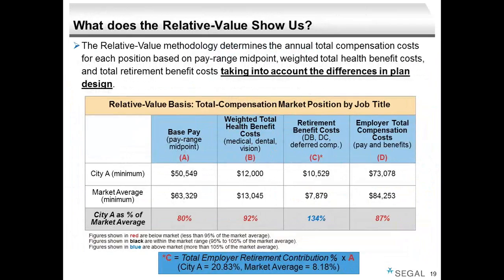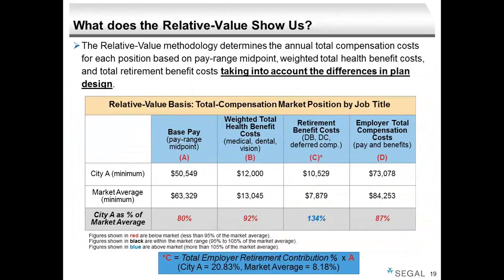So, as we did on the cost basis, we now put this all together to look at total compensation on a relative value basis. Here we see again for a particular job title, base pay at the pay range midpoint for City A at $50,549, and for the market average at $63,329. This is no different than on the cost side. But on the health side, we now see a difference where City A is $12,000 and the market average is $13,094. So now City A is 92% of market.